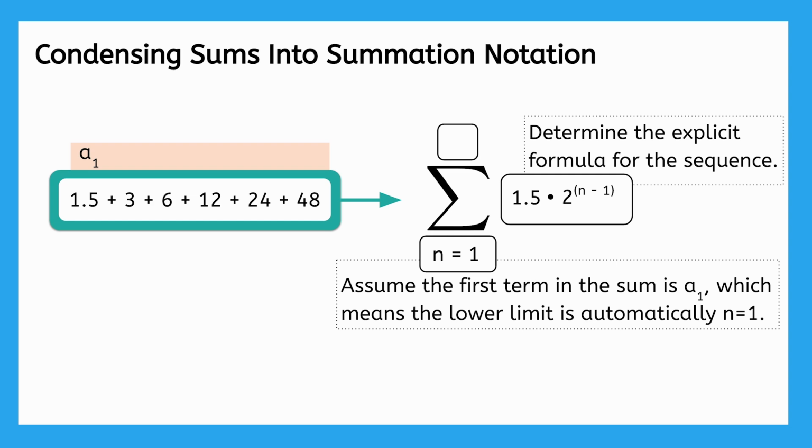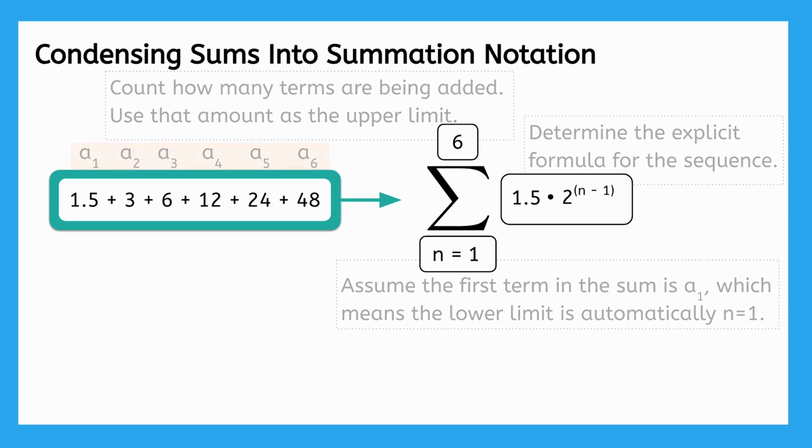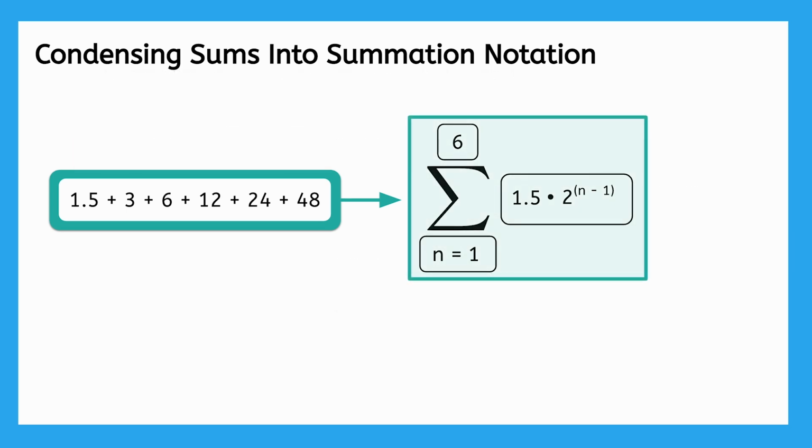And how do we know the upper limit? Well, our sequence includes terms 1, 2, 3, 4, 5, and 6, so we stop at term 6. This is another benefit to assuming the first term is a sub 1. The upper limit just ends up being the number of terms that are being added. And just like that, this sum has been condensed into summation notation, and we learned some quick tricks to do it.